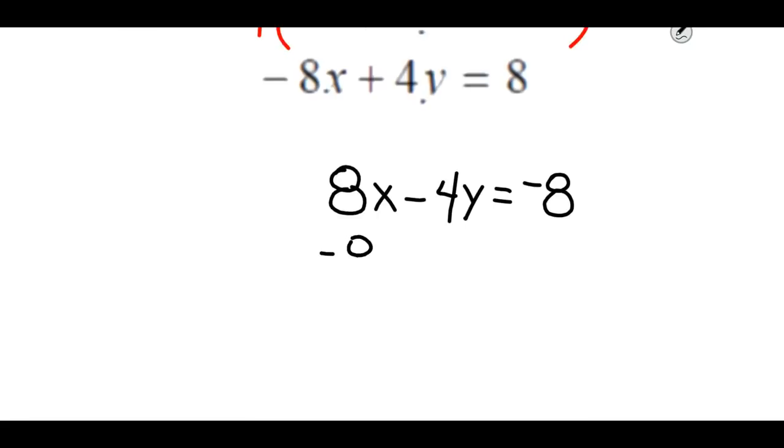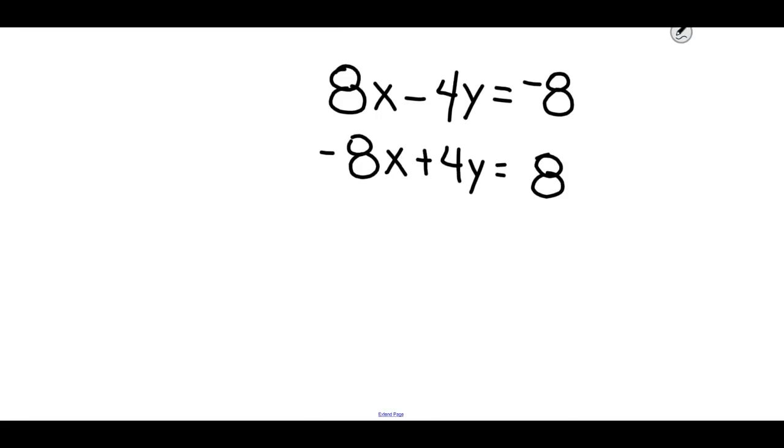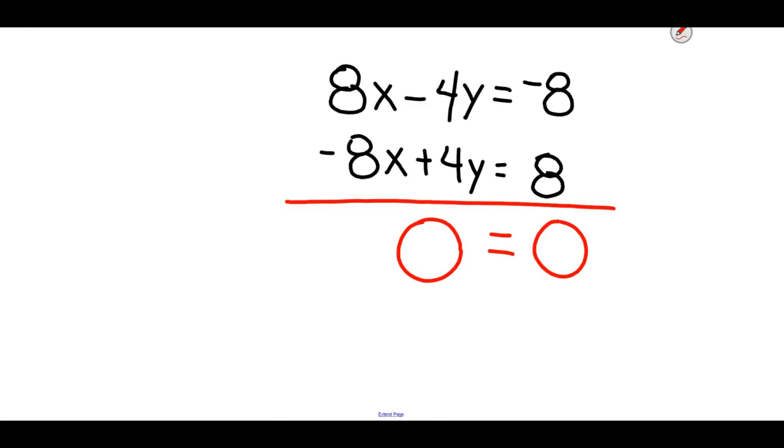Bring my other one down. Plus 4y, +8. So now, if I simplify this, look what happens here. My 8x goes away. My 4y and 4y go away. So what I'm left with is 0. On the right-hand side, I have a -8 and a +8. That also goes to 0.